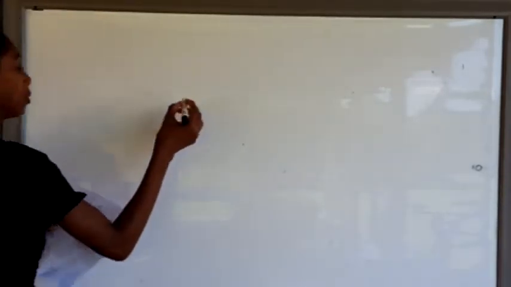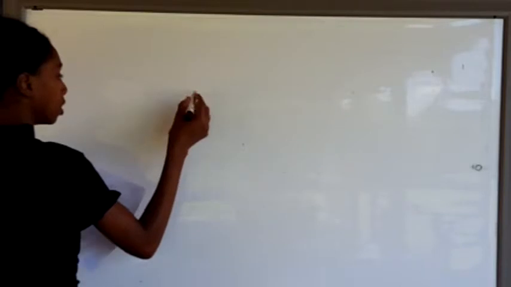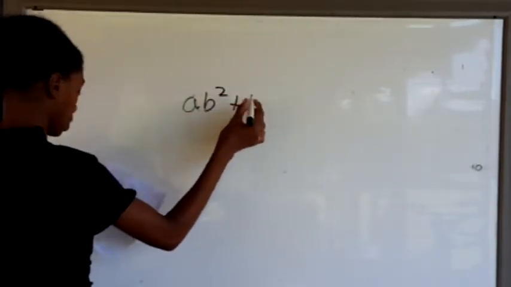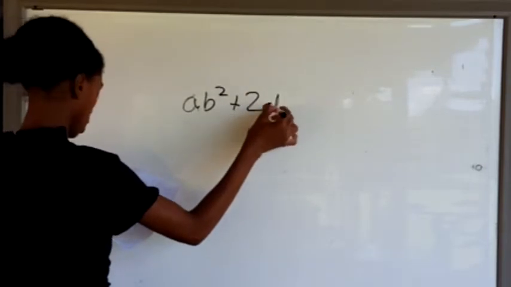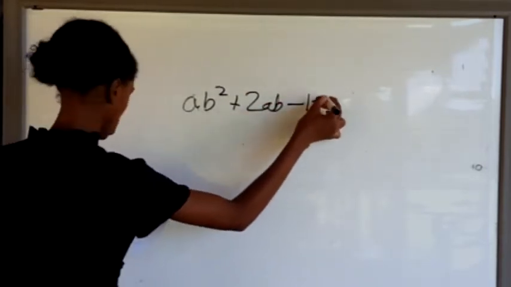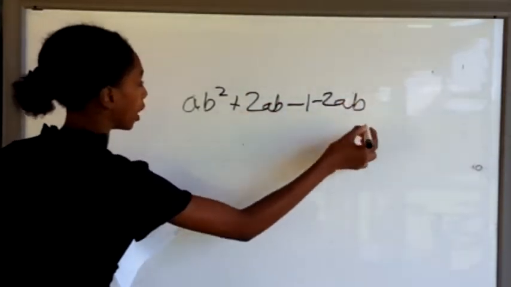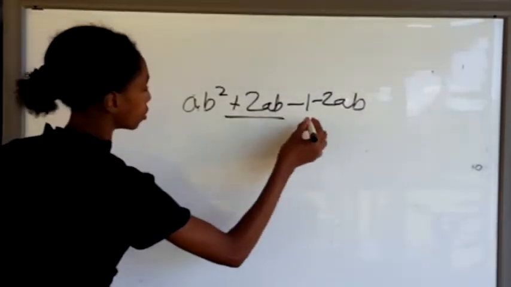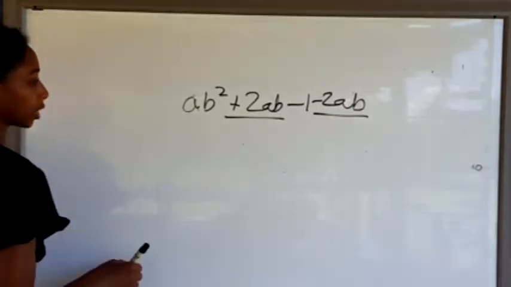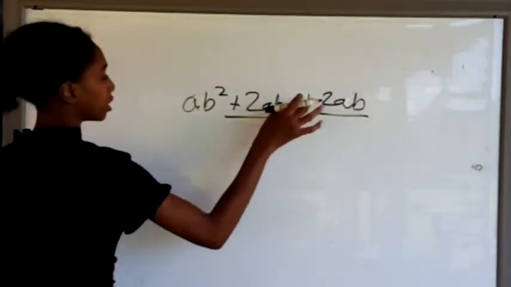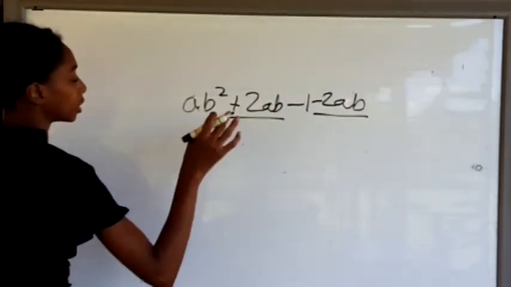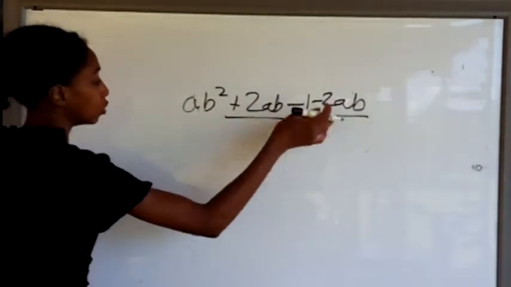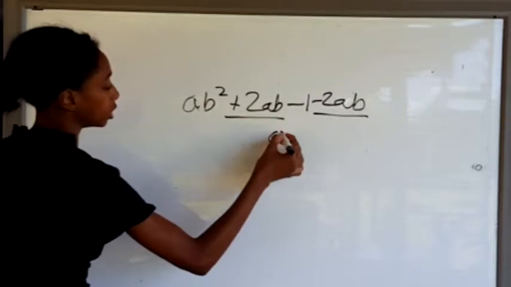Something else I want to point out, when you have something like this, AB squared plus 2AB minus 1 minus 2AB. Alright, so I'm combining like terms. So our only like terms are the 2AB and the negative 2AB. So of course 2AB minus 2AB will be 0. Well, 2 minus 2 will be 0, which will be 0 times AB.